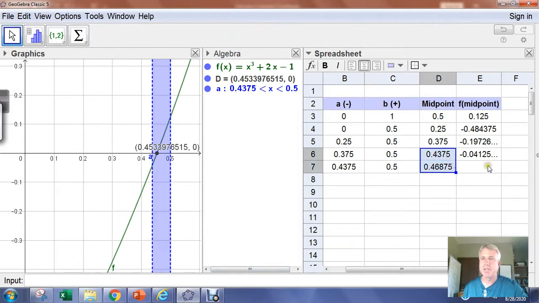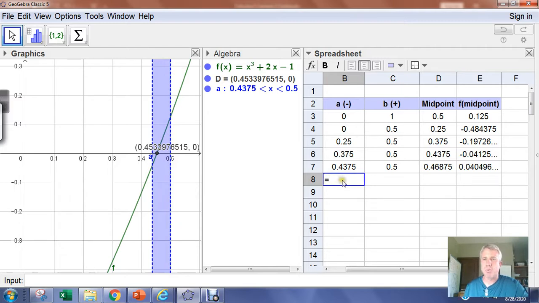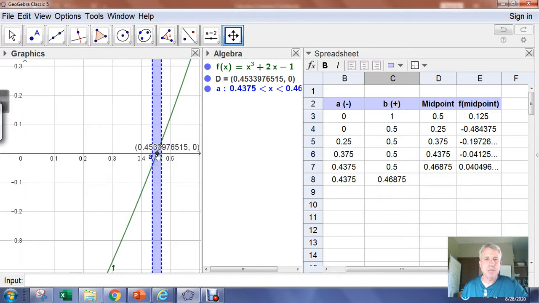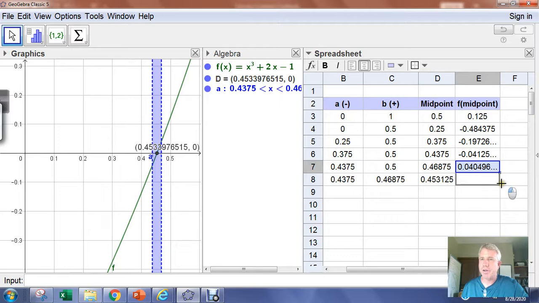Do it again. New midpoint, function at that midpoint. Ooh, now it's a positive number. So now I'm going to keep the left endpoint that was generating my negative number. I'm going to replace the right endpoint with the new midpoint that generates the positive output. I'm going to update my right endpoint. I got 0.46875, and I've squeezed in even closer to the 0. Calculate the new midpoint. Evaluate the function at the new midpoint. Ooh, this time it's negative.